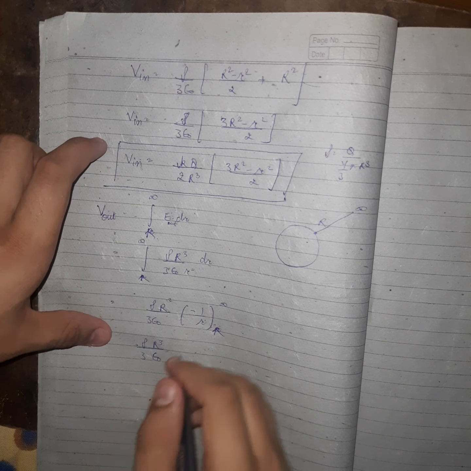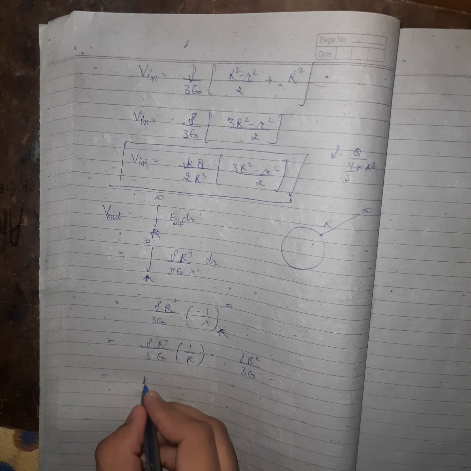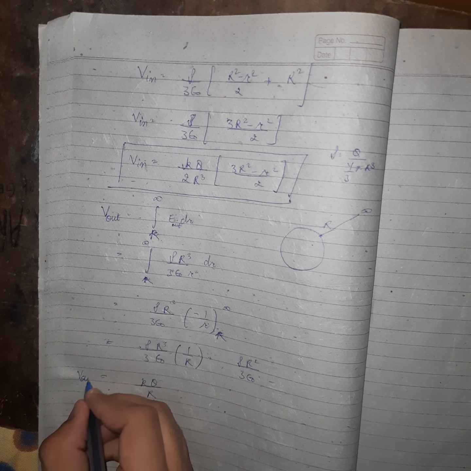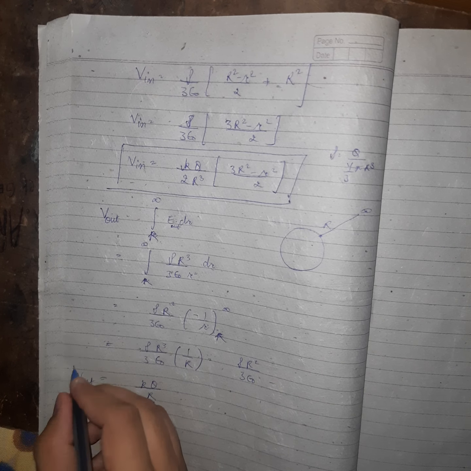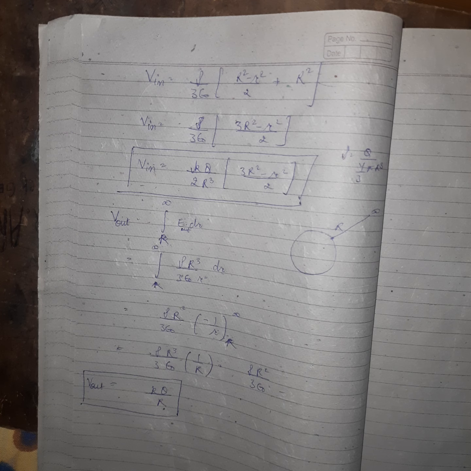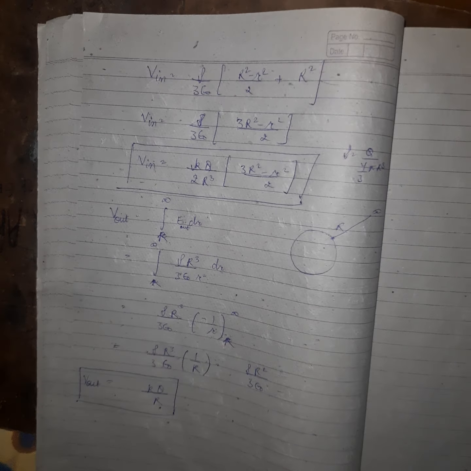So rho R cube by 3 epsilon naught upon 1 by r, we get rho R square by 3 epsilon naught. On solving, we get kQ by r for V out. This is the same potential as a point charge at a long distance. So for an outside point, the sphere behaves like a point charge. Now we'll quickly draw the graph of it and then check our answers.